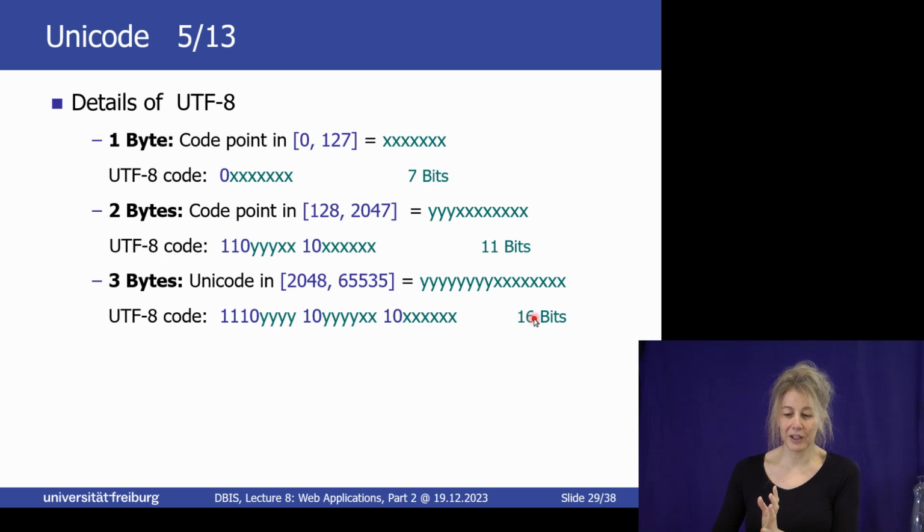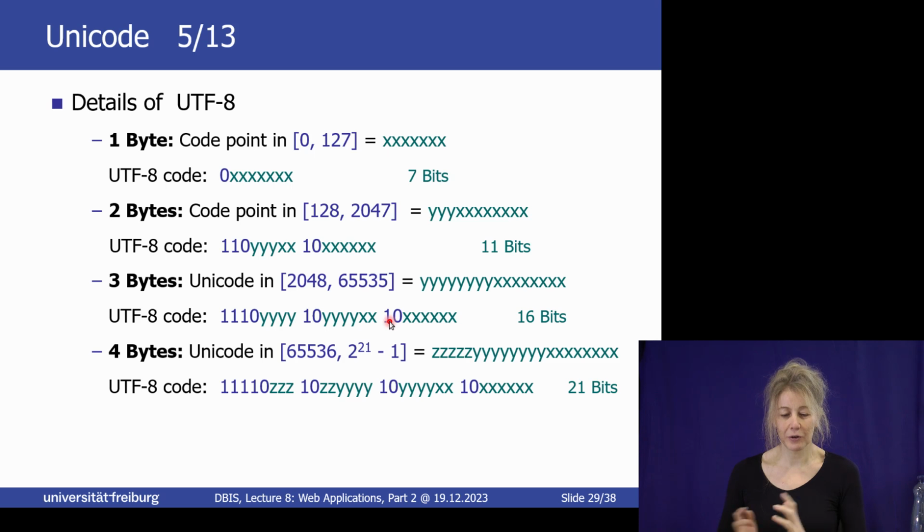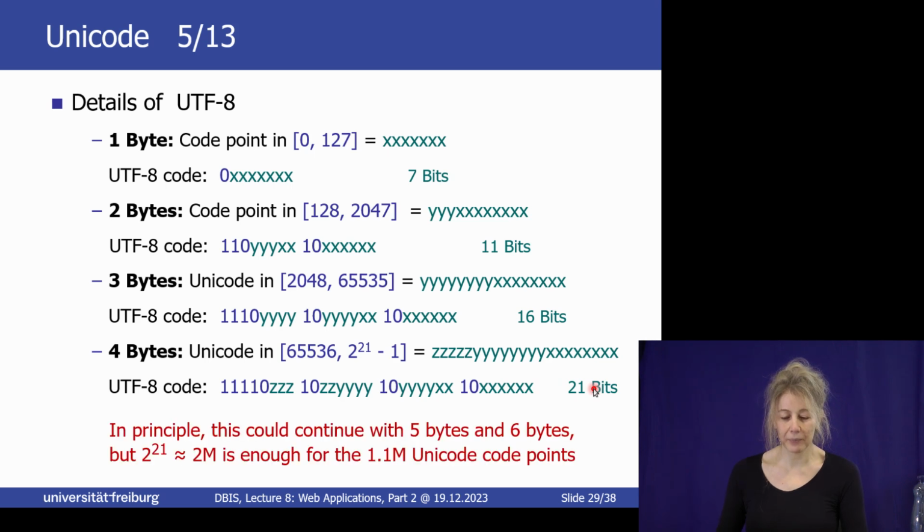And you can easily compute yourself. 3 bytes have 24 minus 1, 2, 3, 4, 5, 6, 7, 8. 24 minus 8 is 16, and you can do the same with 4 bytes, and that's it. And here you can fit in 21 bits, and 21 bits is enough for 2 million, and there's only 1 million code points, so that's more than enough. That's why the standard only goes until 4 bytes.